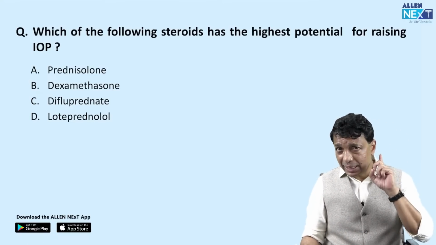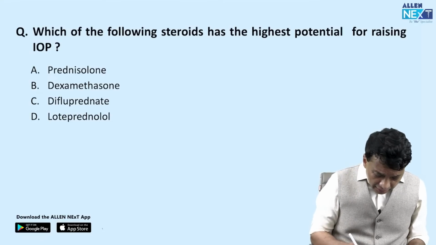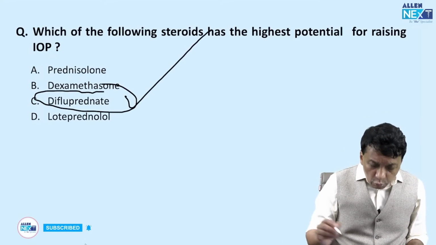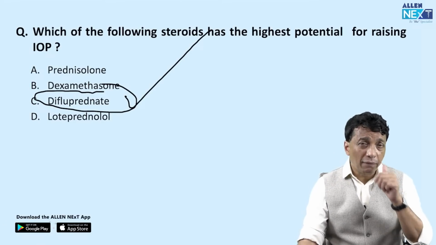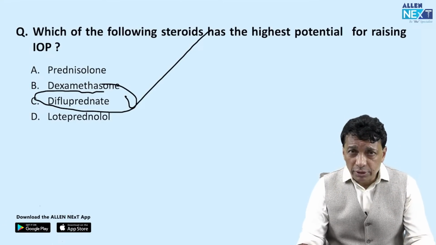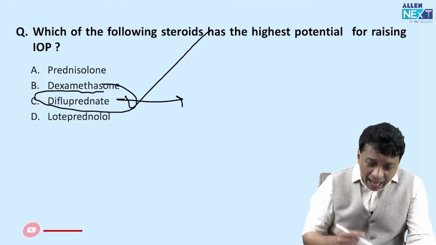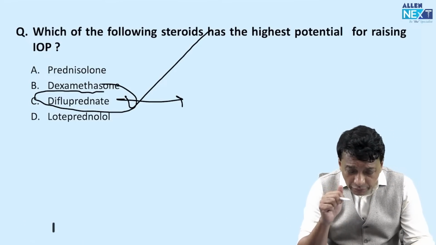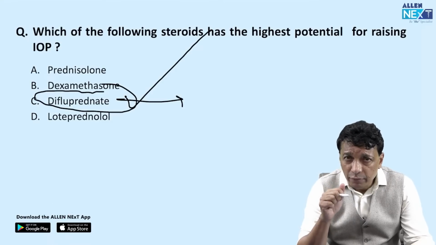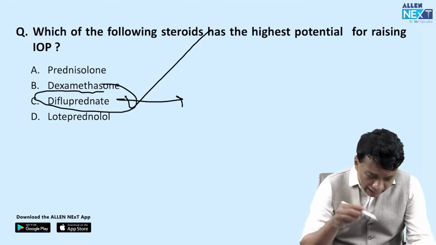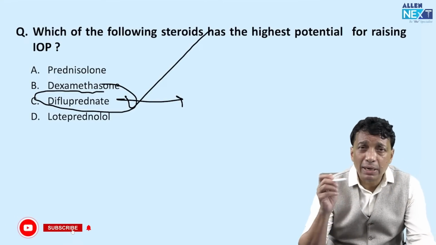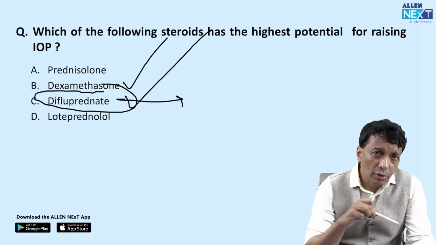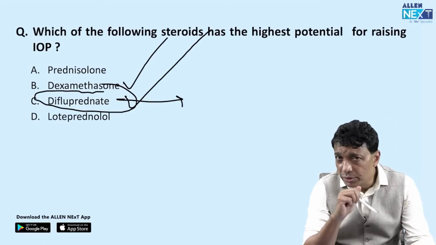Dexa, incorrect. Remember, Dexa is very powerful, but here we have the big daddy of all the topical steroids. This is difluprednate. This is one of the most powerful anti-inflammatory topical steroids, and it simply has the highest potential for raising intraocular pressure. Most of you, we do not usually talk about difluprednate because it's not a very commonly used steroid. If there was no difluprednate in this choice, the answer would be dexamethasone, which is a very powerful steroid. And of these three, this is the most powerful.